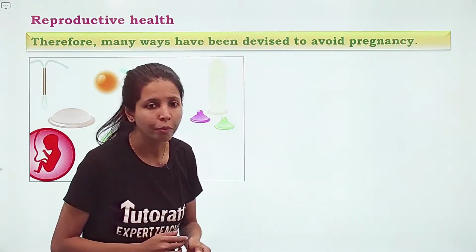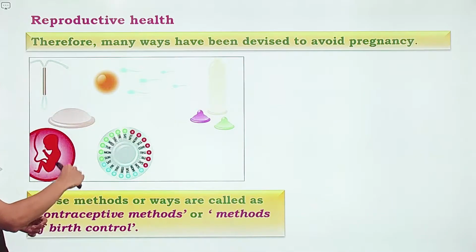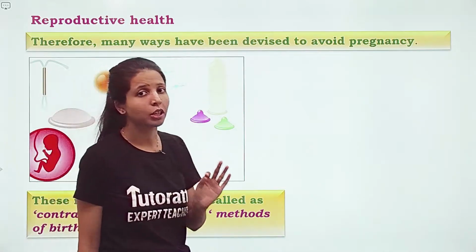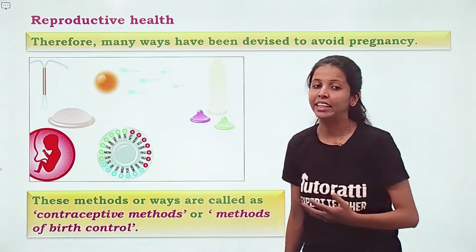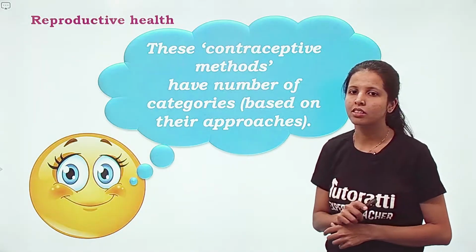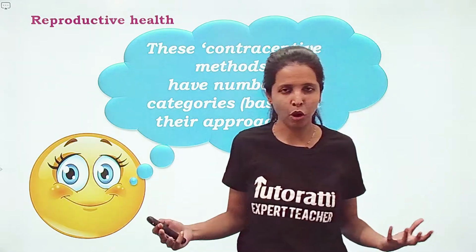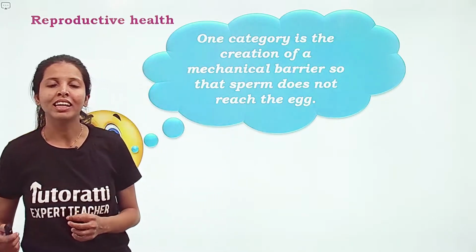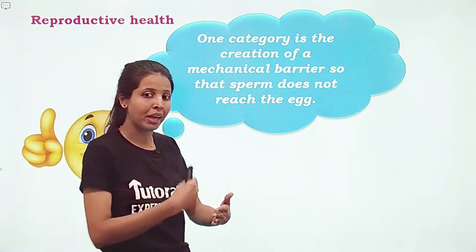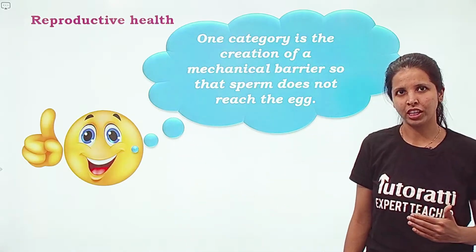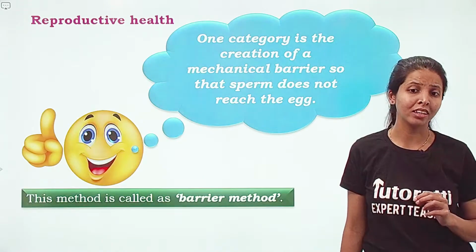Now we are going to talk about such ways, bacha. These methods or ways are called contraceptive methods or methods of birth control. क्यों ज़रूरी है ये हमने just discuss किया. क्या है ये methods? That we are going to see one by one. These contraceptive methods have a number of categories based upon their approaches. बहुत सारे categories में divided है. The one category is creation of a barrier, mechanical barrier, so that sperms जो है egg तक पहुँचे ही नहीं. ऐसे method को हम barrier method बोलते हैं.